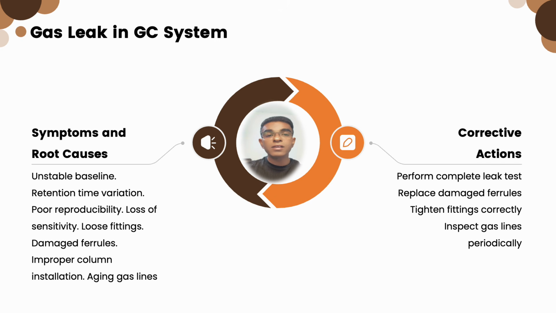A proper leak test must be performed periodically using an electronic leak detector. Ferrules should be replaced whenever columns are reinstalled. Correct tightening technique is critical. Over tightening can also cause leaks.